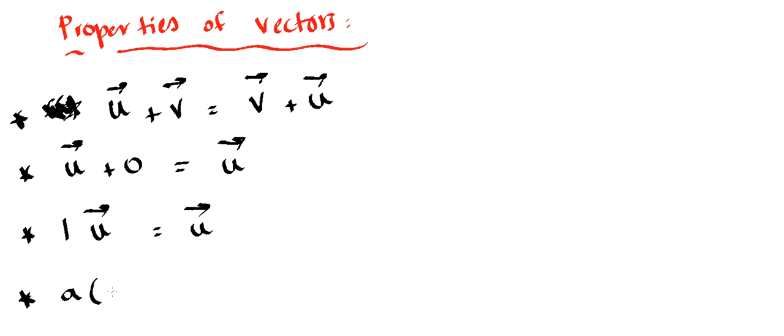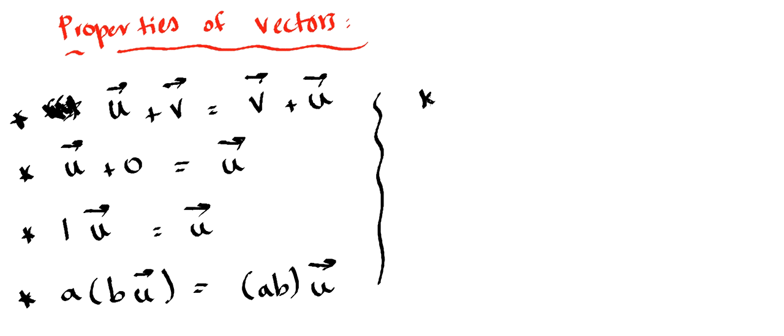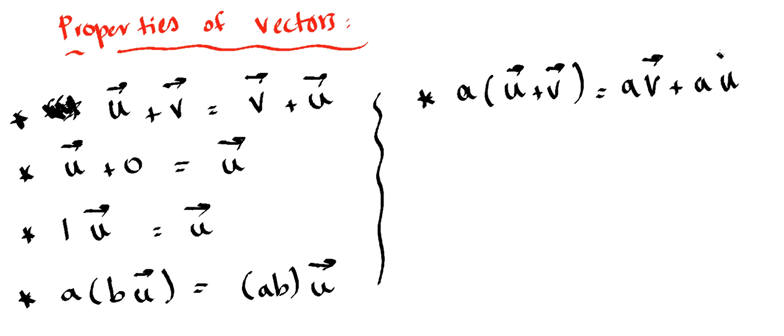If you have a scalar multiplied by a scalar times a vector, that's the same thing as this. You can take the scalar out of the bracket. And I think the last one is if you have a scalar outside the bracket of two vectors like this, you can just distribute the scalar on both vectors. So it's a times v plus a times u.